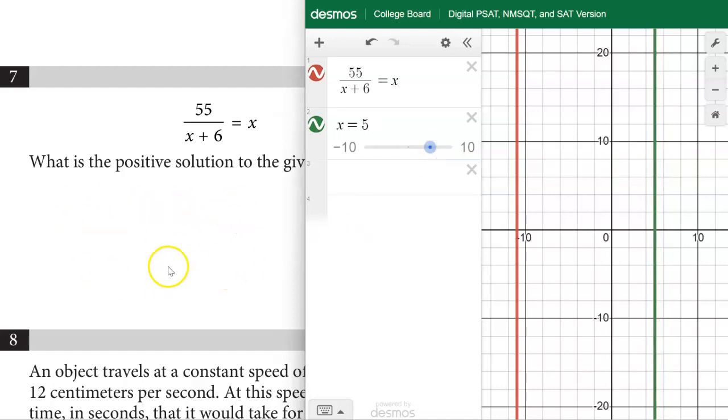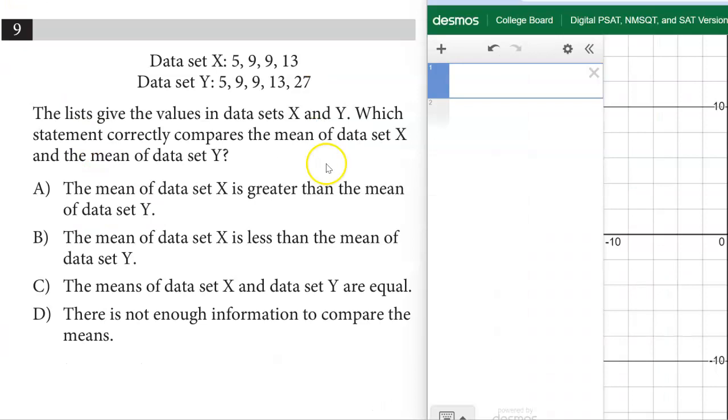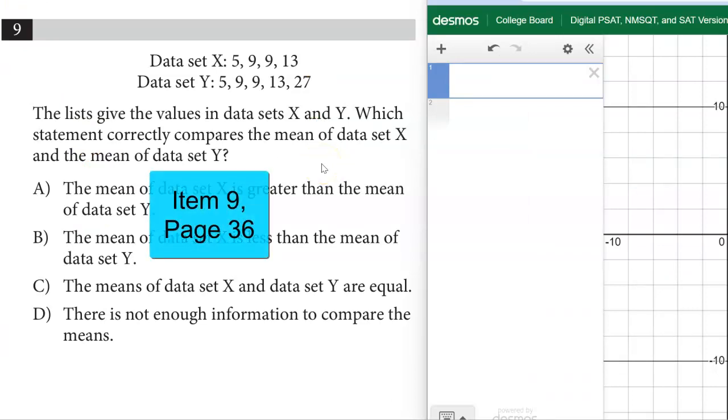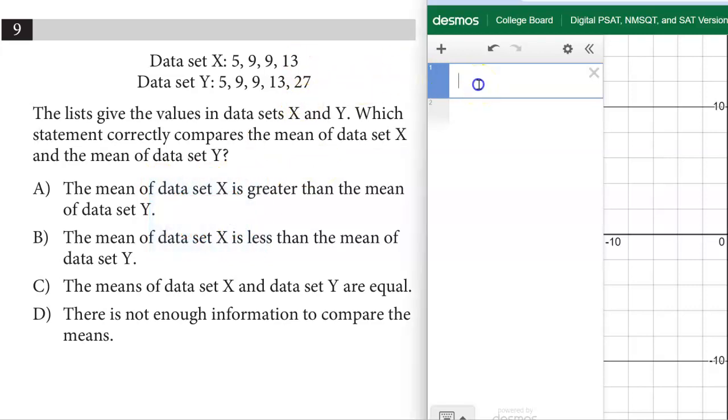And you should write that in the space inside your test booklet if you have a printout of this booklet. The next item is going to be number 9, and this one is on page 36. We're given two data sets. One's named X and the other Y, and I'm going to type exactly what they have here. Capital X equals, and then a square bracket, and then type in this data set inside the square brackets.